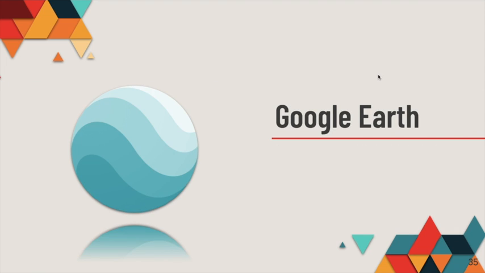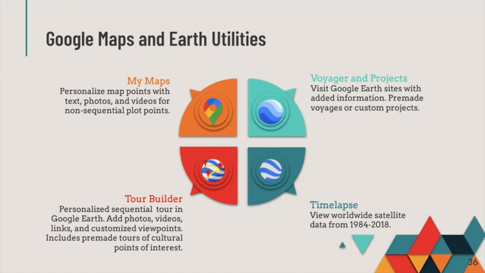Google Earth, these are my favorite ones to use for class that are a little out of the ordinary. There are 4 different features I'm going to go over for Google Earth that are similar and slightly different. So Google Maps and Earth are like cousin apps. They go back and forth between them. So I do have 1 or 2 in here that you go through Maps to get there, but they're using Google Earth things. So I'm going to go over My Maps, Voyager and Projects, which are the same thing, Tour Builder, and then Time Lapse.